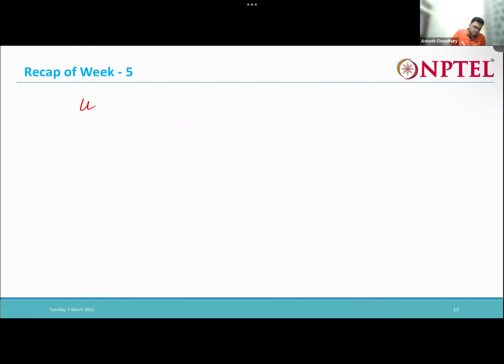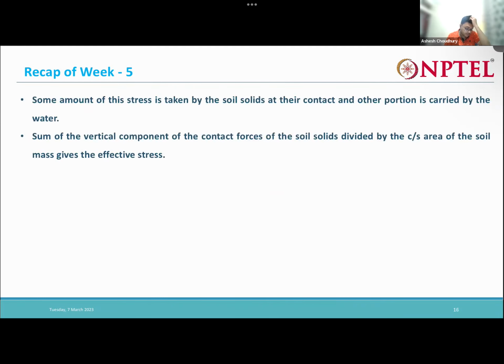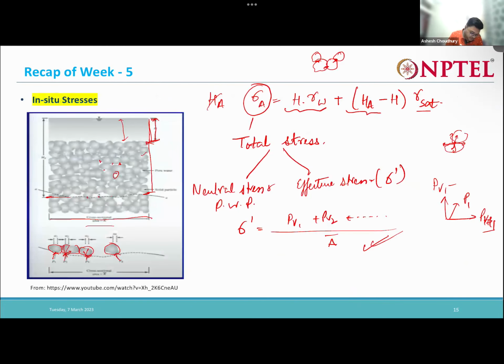So what is my U? What is my U? U is nothing but HA into gamma W. Okay, so if I go back to my image, what is my HA? HA is this slide. So that into gamma W will be giving my pore water pressure.